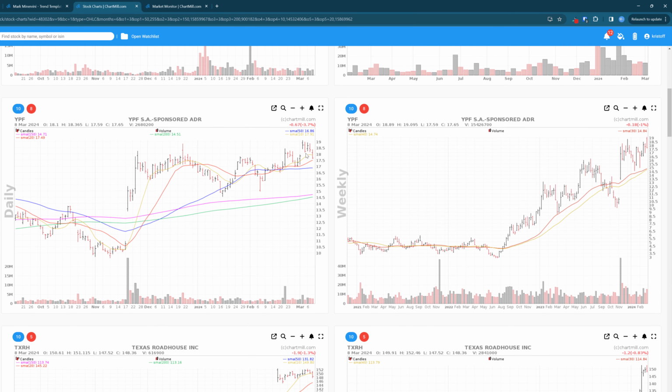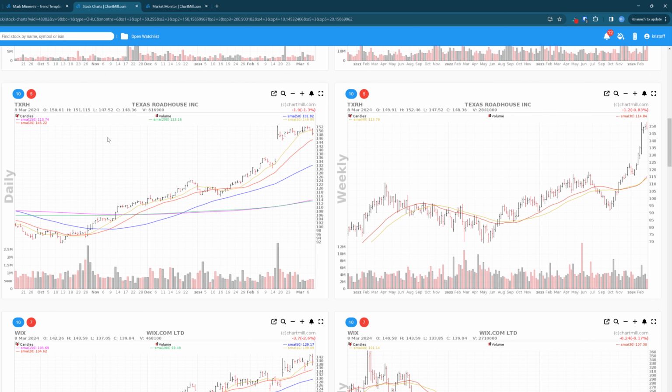This one, also a clear VCP pattern, but price fell below the SMA 10. So if this one can recover strong, then it definitely could be a nice setup. Texas Roadhouse, also tight price action, clear gap up, but price lost 10 SMA. So this one I've added from the setup list to my watch list.